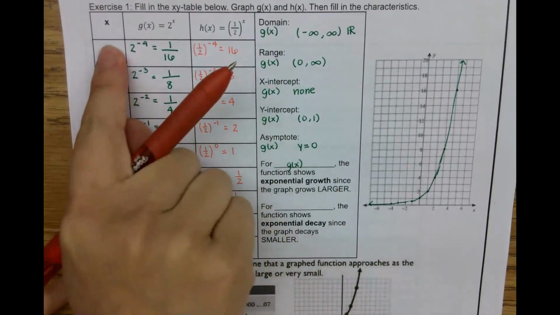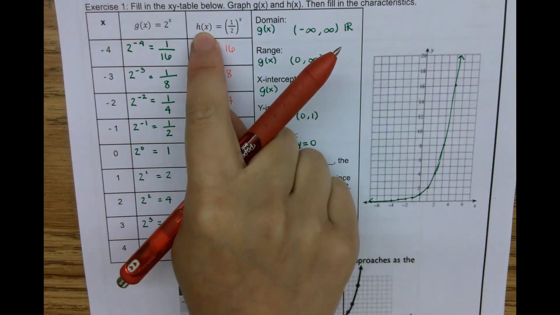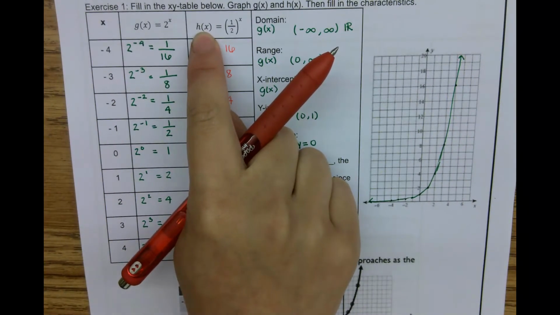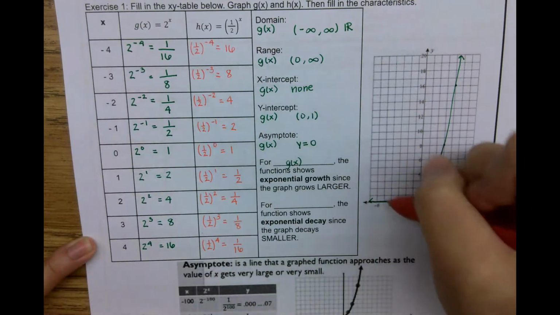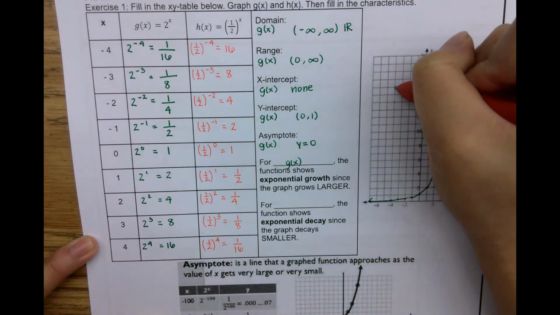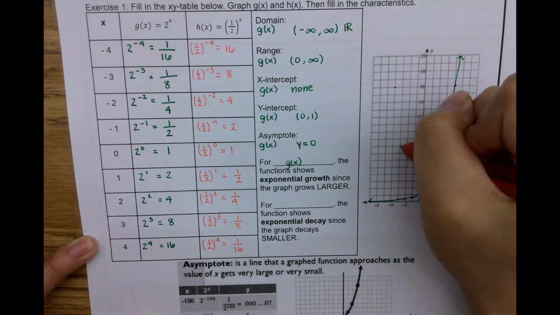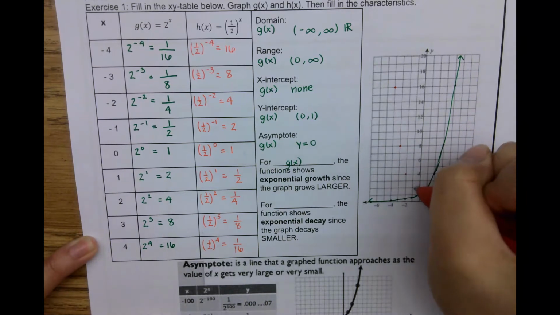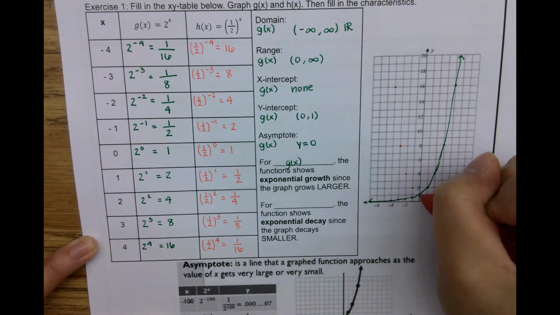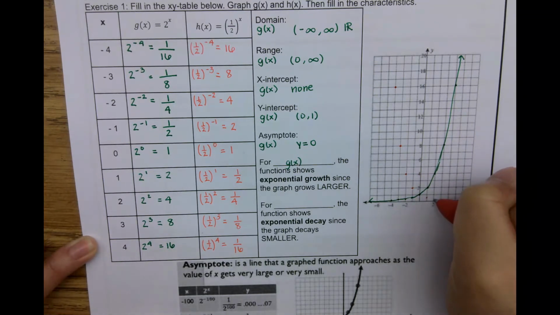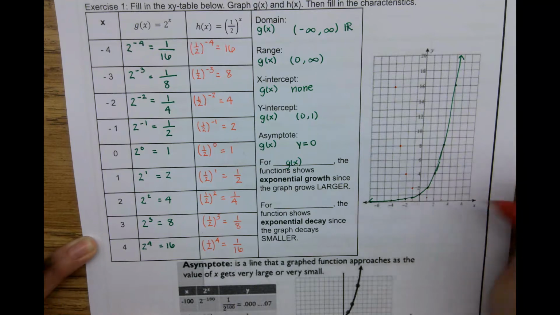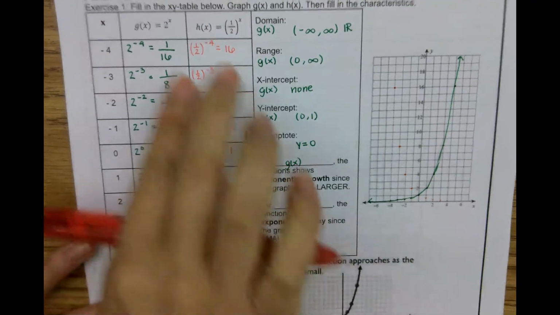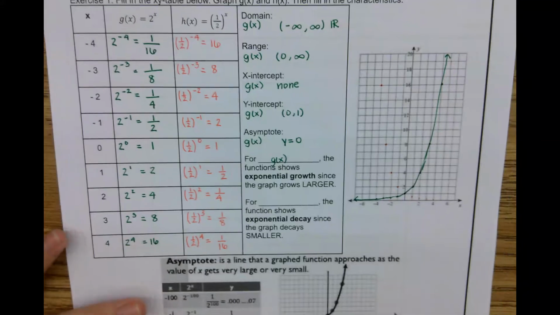Here are my x values. Again, h of x here is just our function notation way of saying y. So we're going to start with negative 4 comma 16. Negative 3 comma 8. Negative 2 comma 4. Negative 1 comma 2. 0 comma 1. 1 comma 1/2. 2 comma 1/4. 3 comma 1/8. And 4 comma 1/16. So all I did was x values, y values. Okay, so now let me connect it.